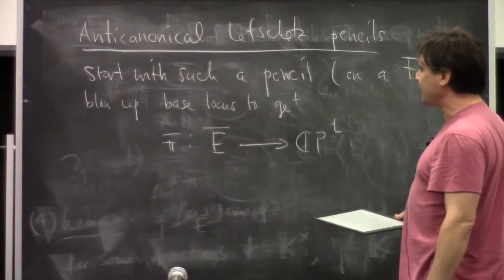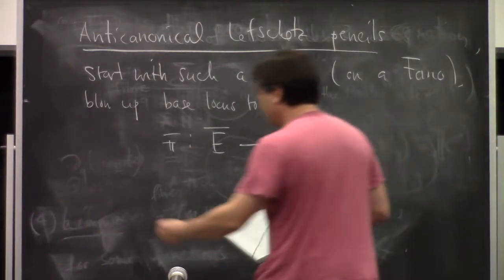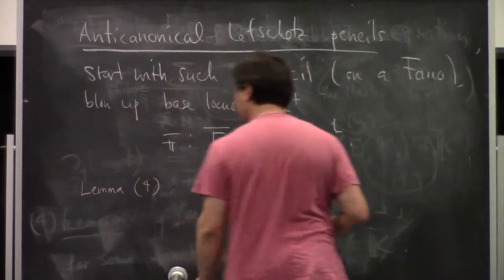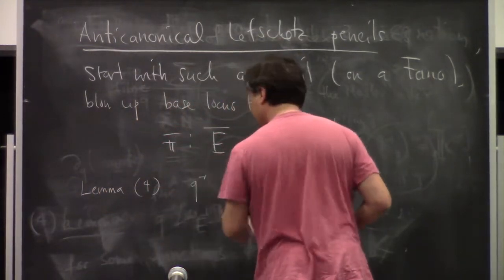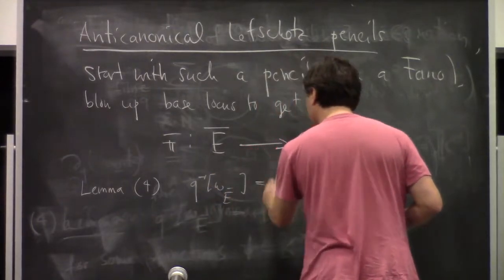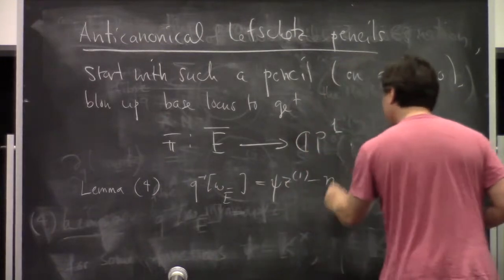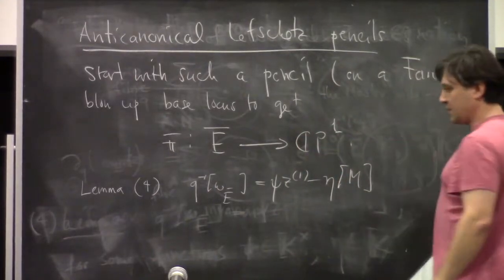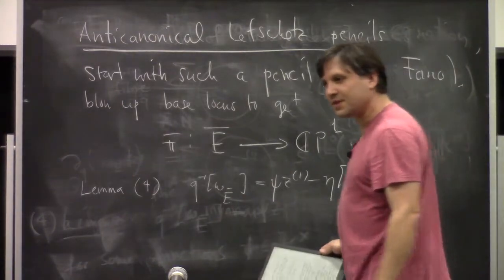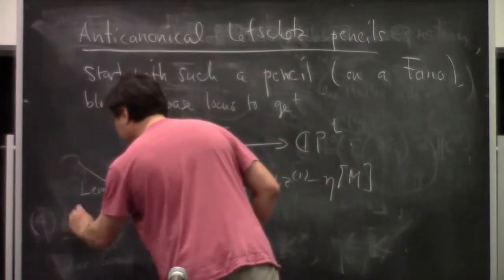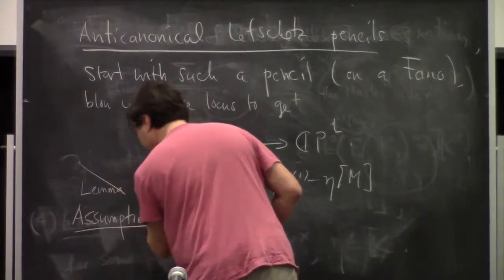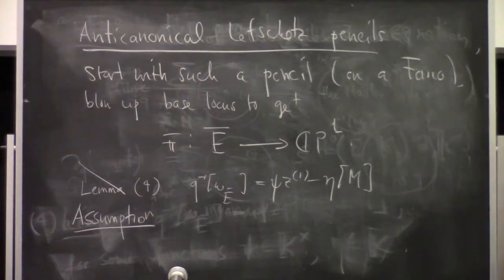And so what do these things do? Remember we had this lemma that I called 4, which said that Q inverse omega E bar is psi times C1 minus eta times the fiber. Well, there's no reason why this should be true in general. So how do we turn this into an assumption? We assume that this is true.